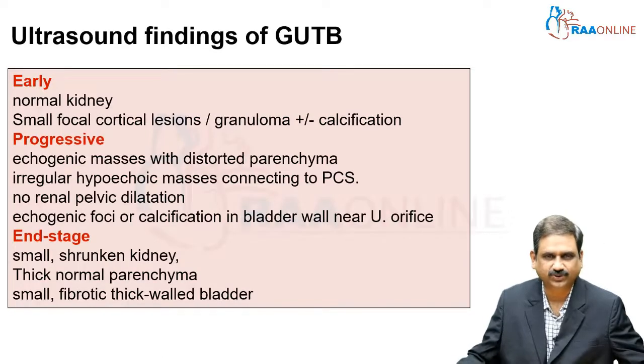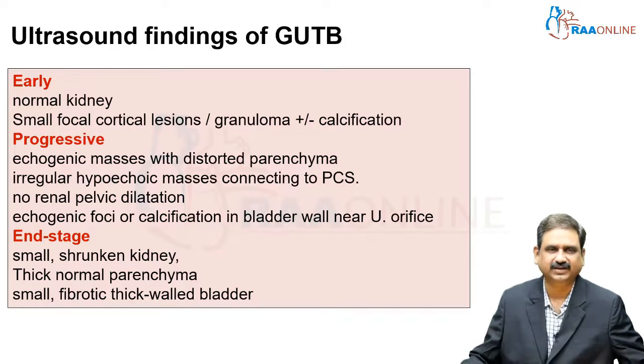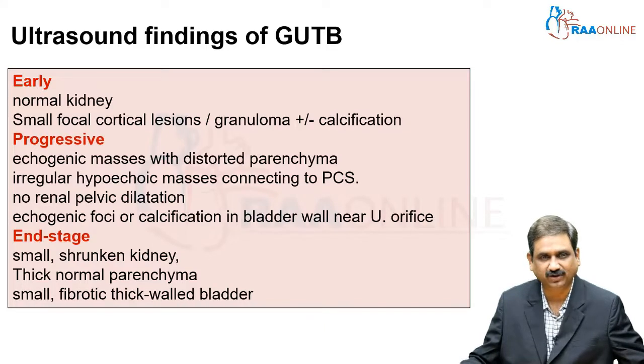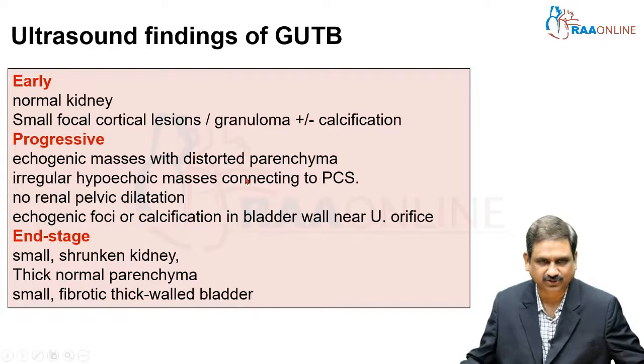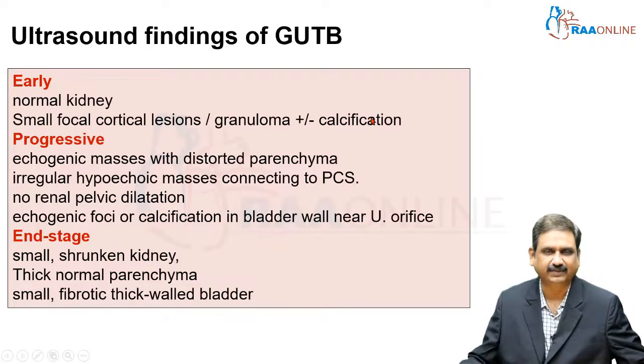So what sort of findings do you get in GUTB in ultrasound? There are early findings, delayed or end stage findings, and progressive findings. So what are the early findings that you see? You may have a normal kidney, absolutely normal kidney, or you may have some small focal lesions in the cortex, which are granulomas. So cortical granulomas or calcifications are the earliest findings that you see in renal tuberculosis. A good sonologist will be able to pick up these findings and make a diagnosis.